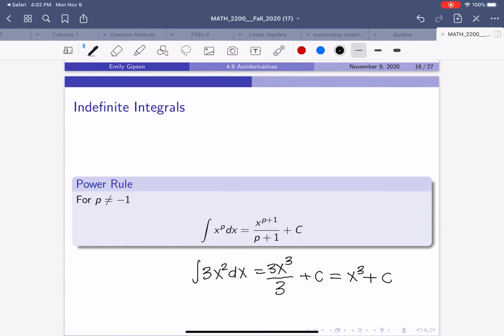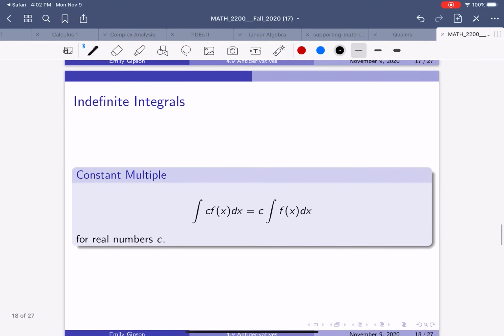And this actually ties into the next rule that we have, which is the constant multiple rule. The integral of c times f of x dx is the same as c times the integral of f of x dx. So that is to say that the integral of 3x squared dx is the same as 3 times the integral of x squared dx. That's just what that's saying. You can always pull your constant multiple out.